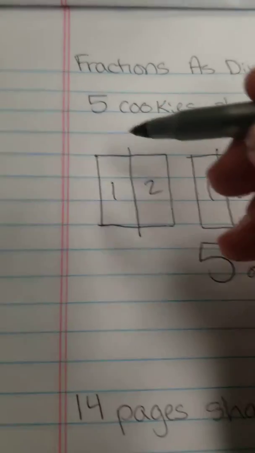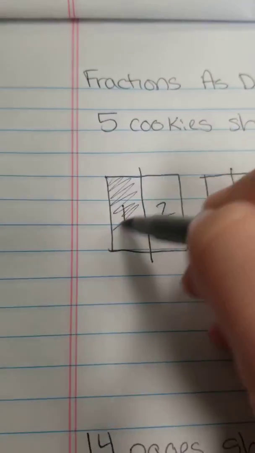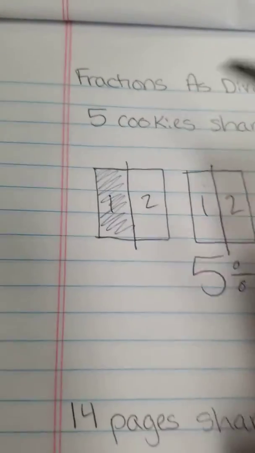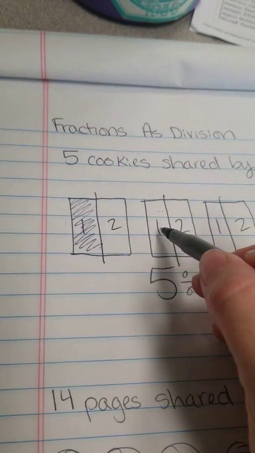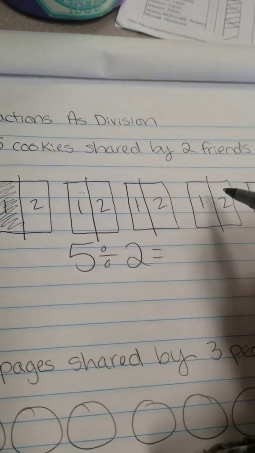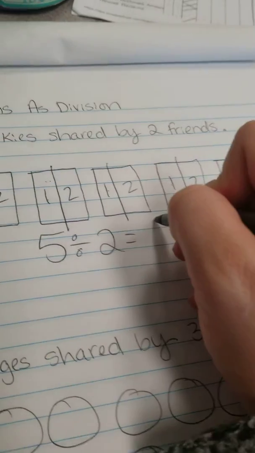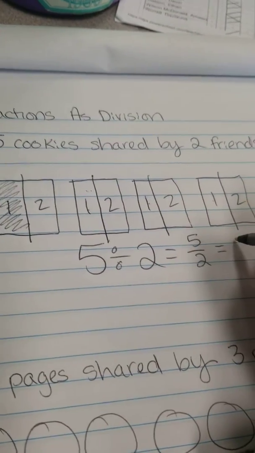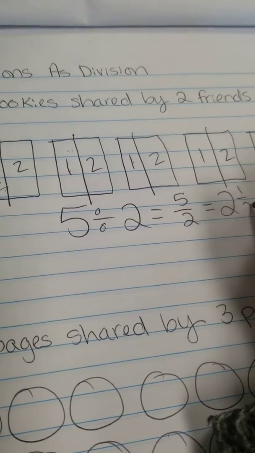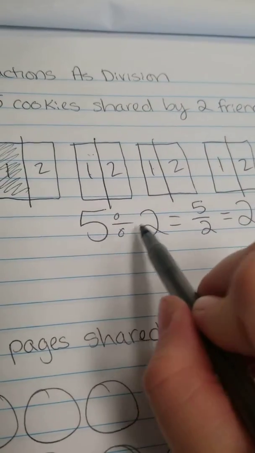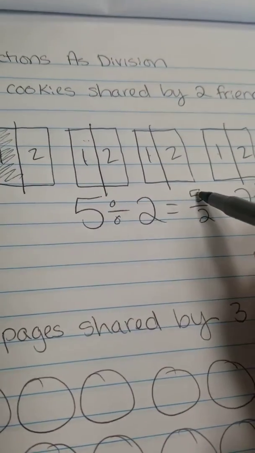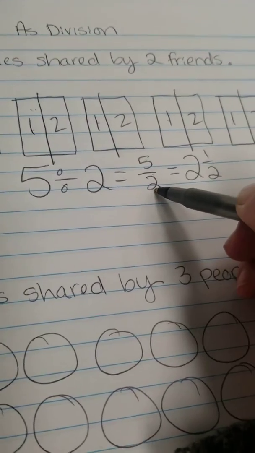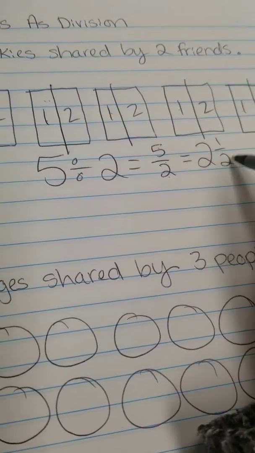Well, let's look at how much one part is. One part is a half. So you get 1 half, 2 halves, 3 halves, 4 halves, 5 halves. So 5 halves, which is equal to 2 and 1 half. So 5 divided by 2 can be written as a fraction, 5 over 2, and it can be simplified to a mixed number, 2 and a half.